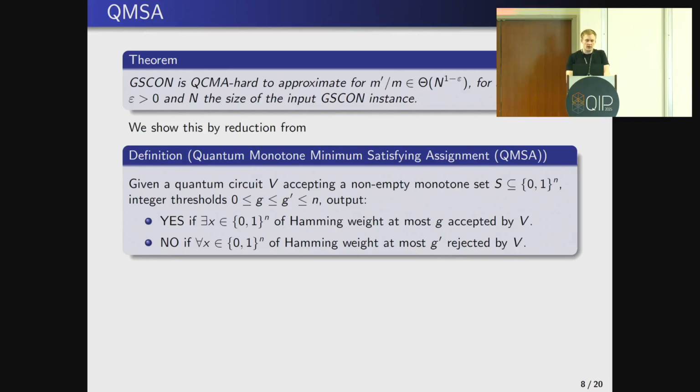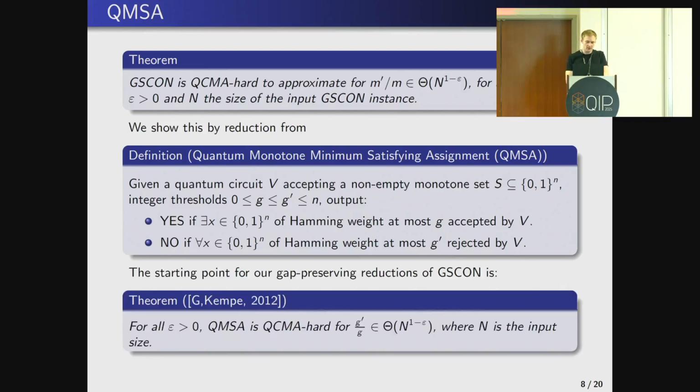And this problem might seem a bit artificial at first, but the reason why this is interesting for us is, for this problem we already know that it is QCMA-hard for this gap, G prime divided by G is theta of n to the 1 minus epsilon. And this is exactly the gap we want to have for our problems, right? So what we want to do is a gap-preserving reduction from this problem to ours.